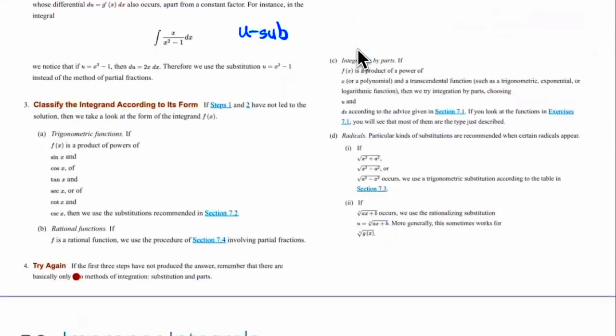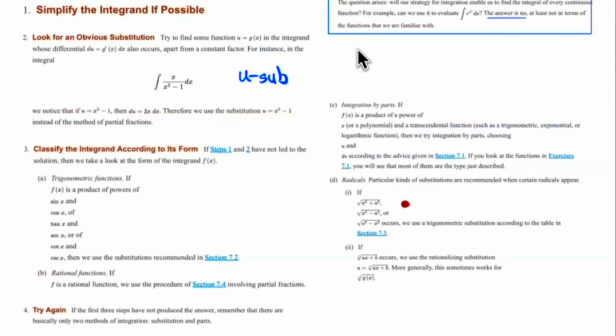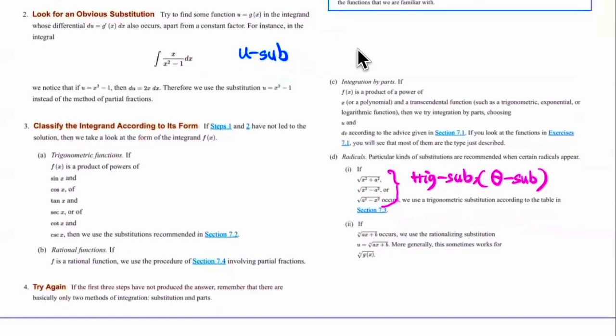And then you can see if you can do integration by parts. And if it's one of these, square root of x squared plus a squared, etc., you think about trig sub, which is also called trig substitution. So if it's like that, you think about trig sub. And then integration by parts, if you see those patterns that I told you before, okay?